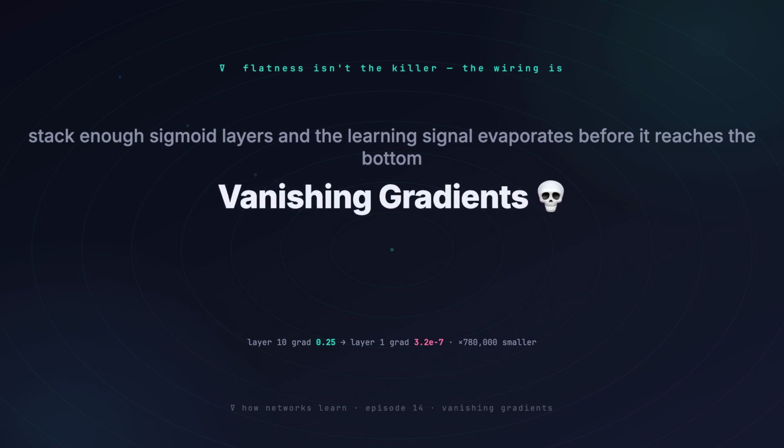So, flatness on its own isn't the killer, but there's a failure that is a killer, and it doesn't live in the landscape, it lives in the wiring. Build a network deep enough, and the gradient that's supposed to reach your first layer arrives as a whisper. Not zero because you're stuck, zero because the message died in transit. Today, vanishing gradients and the exact rate the signal dies.